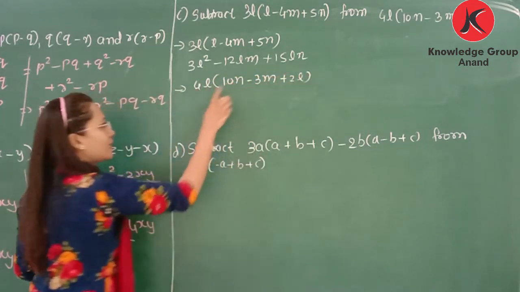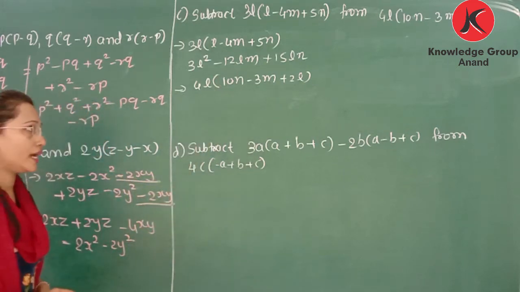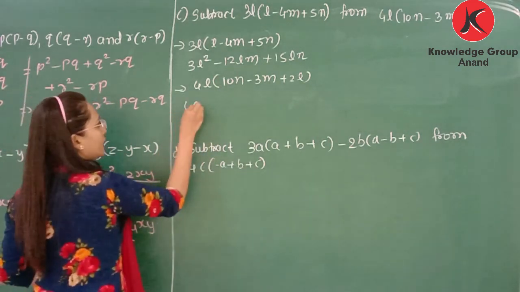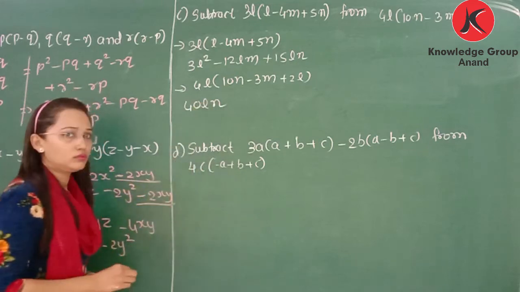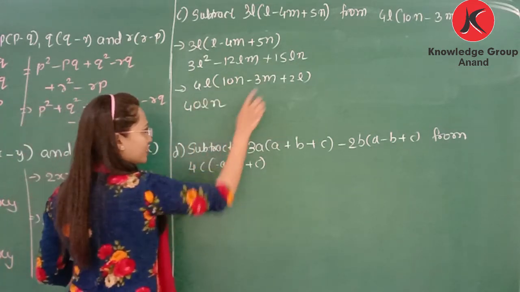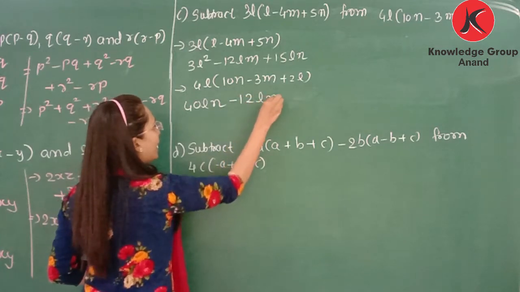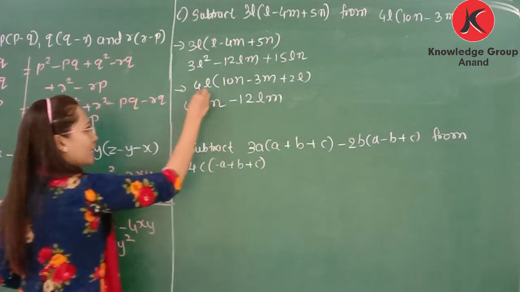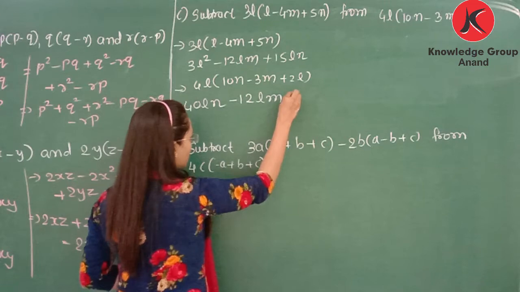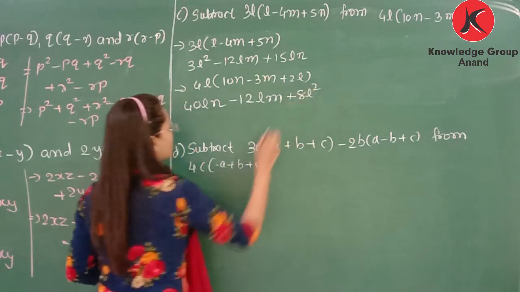Now for the next expression, 4l into bracket (10n minus 3n plus 2n). Here 4l multiplied with 10n becomes 40ln. Now 4l multiplied with minus 3n becomes minus 12ln, and 4l multiplied with 2n, so it is plus 8l square.